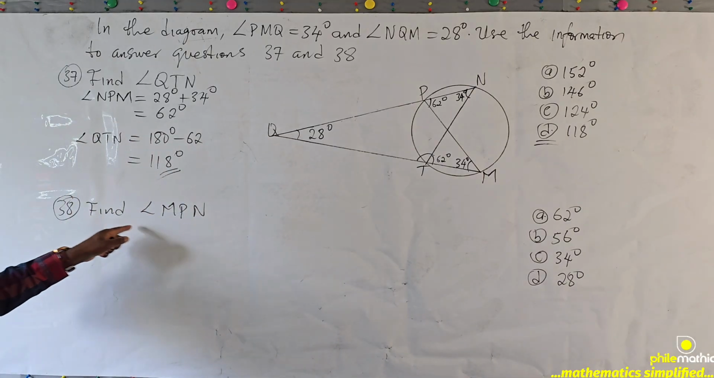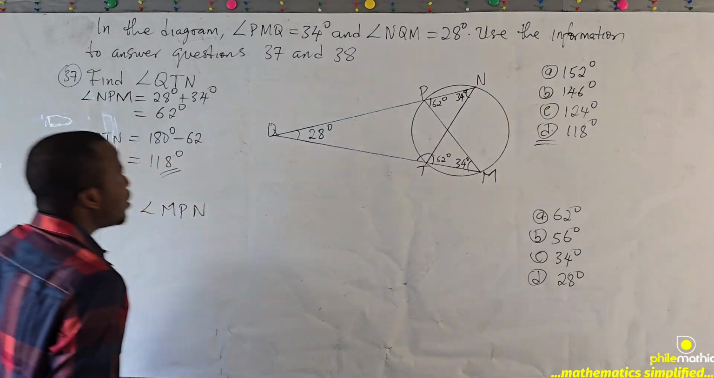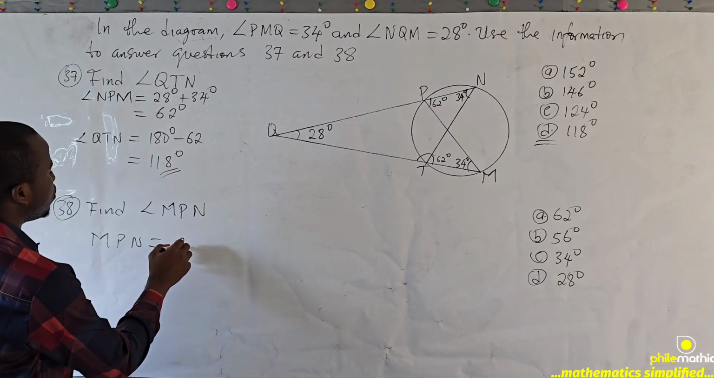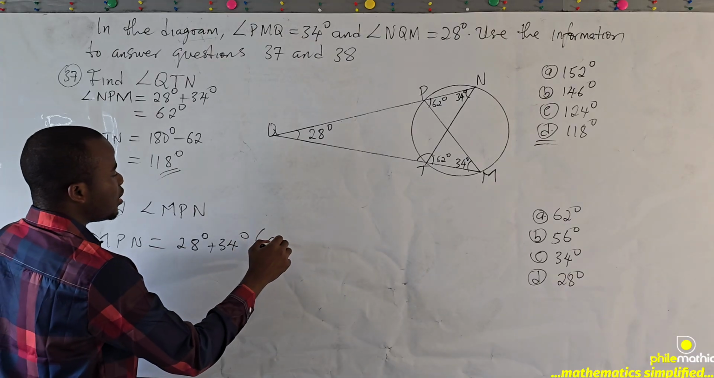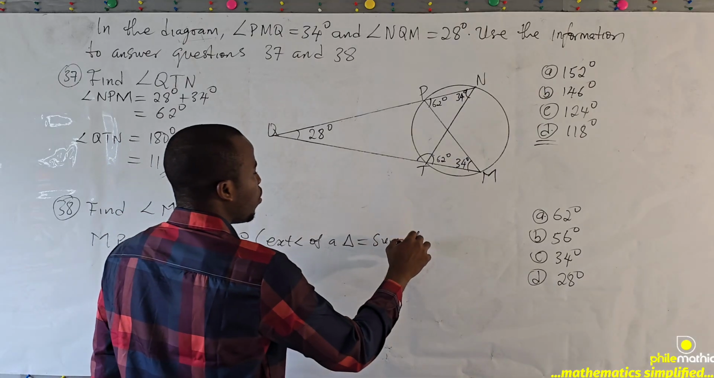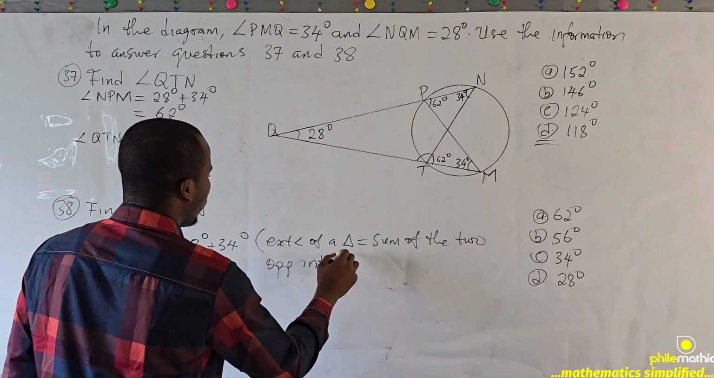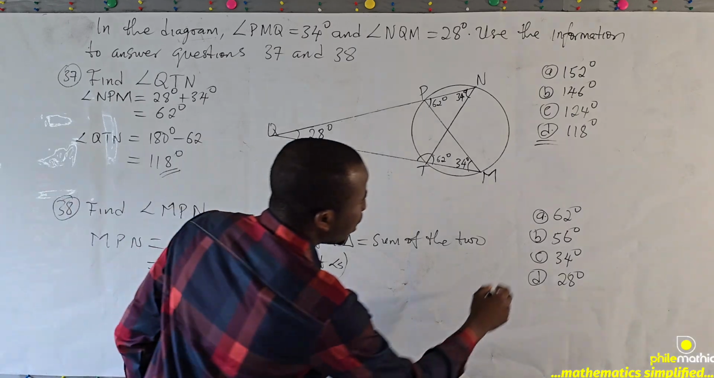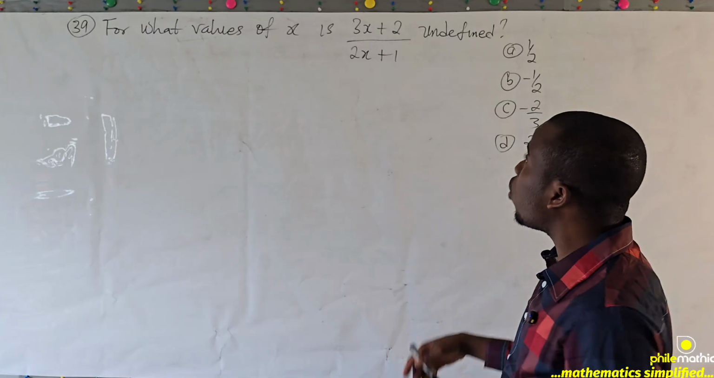Question 38 says find MPN. MPN is what we have gotten already. MPN is simply 28 degrees plus 34 degrees. The reason is the exterior angle of a triangle equals the sum of the two opposite interior angles. And that should give us 62 degrees, which we have gotten. And that's A.